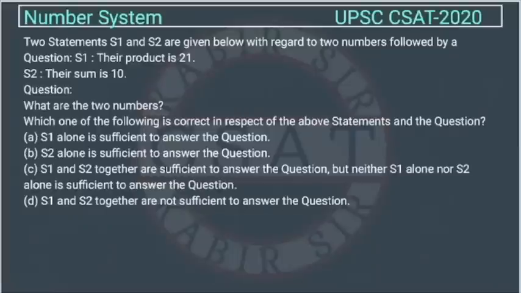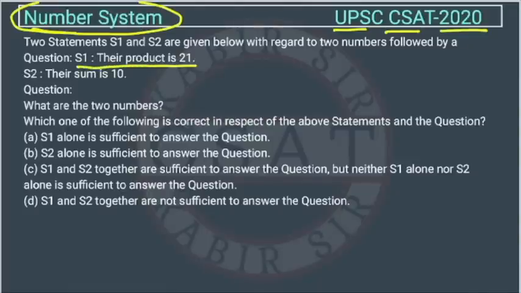This is a question from number system chapter asked by UPSC in CSAT paper of 2020. Two statements S1 and S2 are given below with regard to two numbers, followed by a question. The first statement: their product is 21. Statement 2: their sum is 10. So what are the two numbers? So we have to find the two numbers. Right. So let's check first.